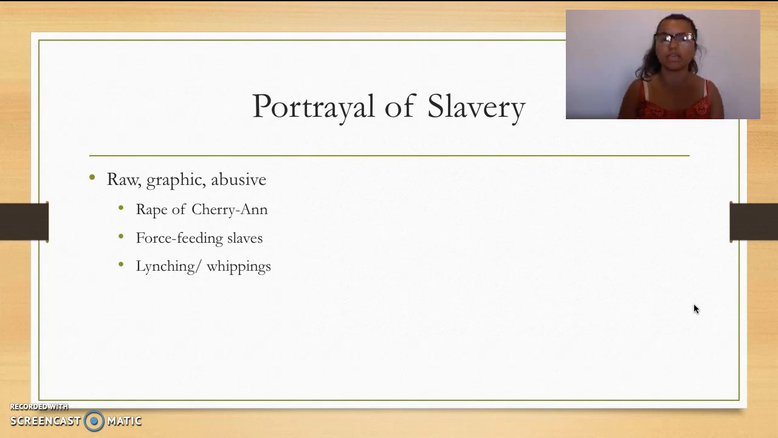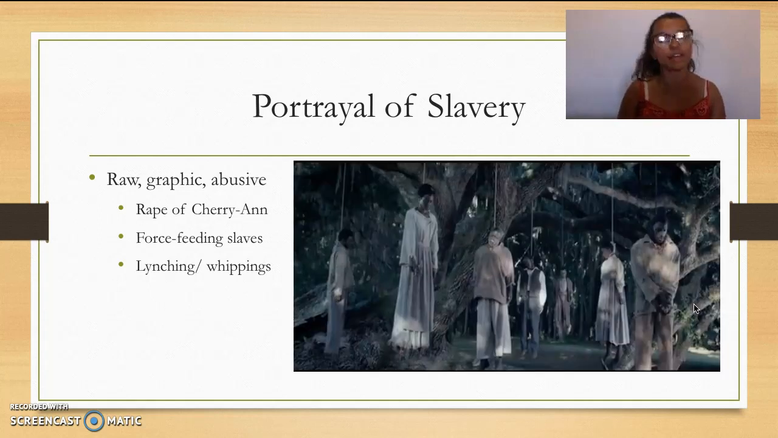The last thing, how they portrayed slavery, was in terms of the lynching and the whippings. In this screenshot, this is after the slave rebellion had happened, and obviously the white men are very angered that these slaves had rebelled and killed all these women, men, and children. The way that they retaliated was killing all black people and all slaves, no matter if they were involved in the rebellion or not. They just killed lots and lots of innocent families.